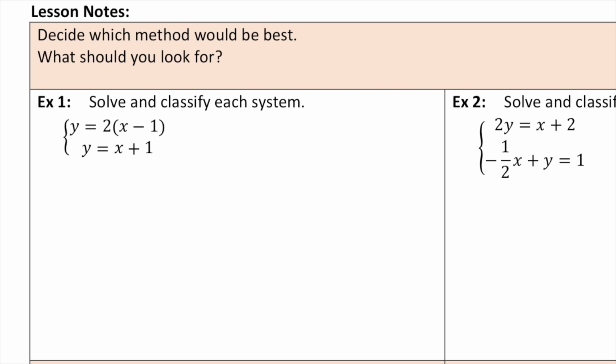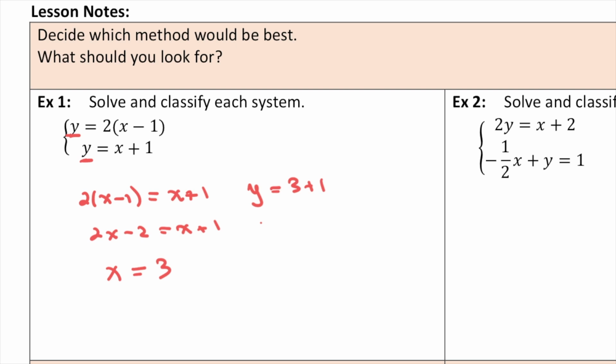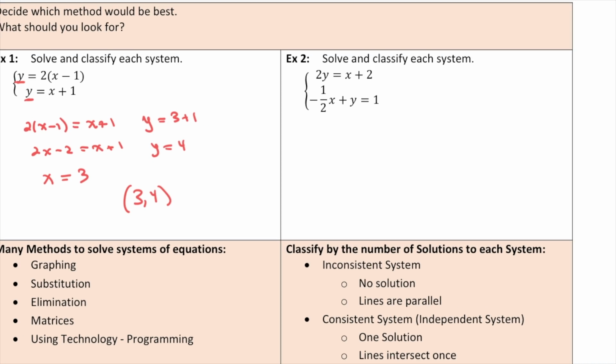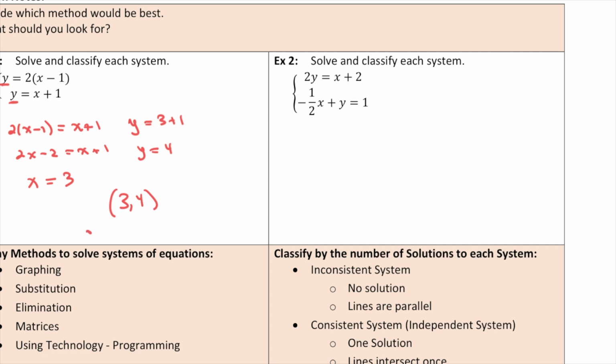Taking a look at example 1, I have y equals on both sides, so I'm going to use substitution. 2 times the quantity x minus 1 is going to be equal to x plus 1. 2x minus 2 equals x plus 1, so x is going to be equal to 3. Once you have your x, go ahead and find your y. y equals 3 plus 1, so y is going to be 4. List your answer as an ordered pair, so we have (3, 4). This has one answer, so that makes it a consistent system. So if you have one answer, it is a consistent system of equations.